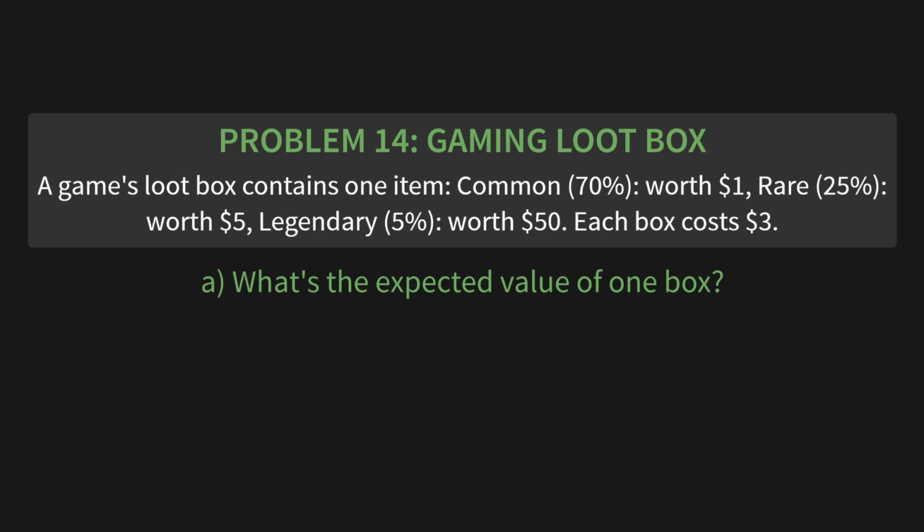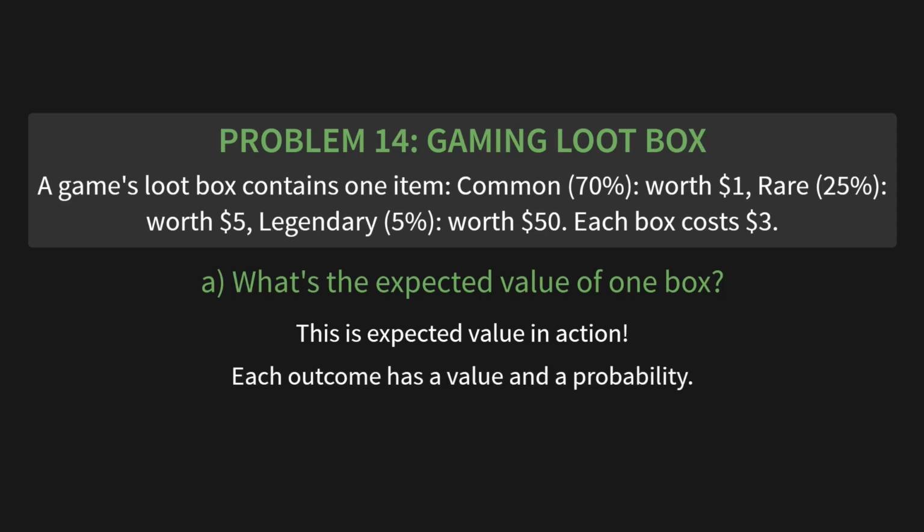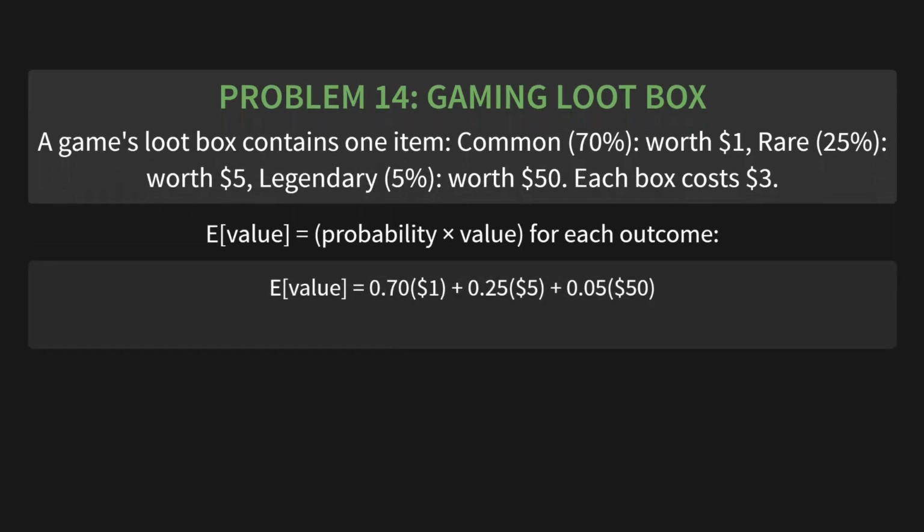So here's the million-dollar question. Is it worth it? Time to calculate expected value. This tells us what we'd win on average if we opened thousands of boxes. Check out this loot box animation. We need to weight each prize by how often it appears. Commons show up 70% of the time but are only worth $1. That contributes 70 cents to our average.